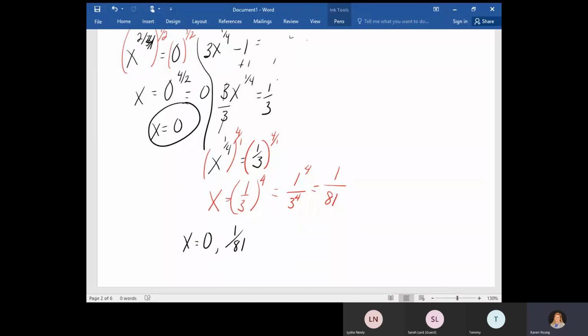Now that one's a little more complicated because we're factoring. We're doing a lot of things.